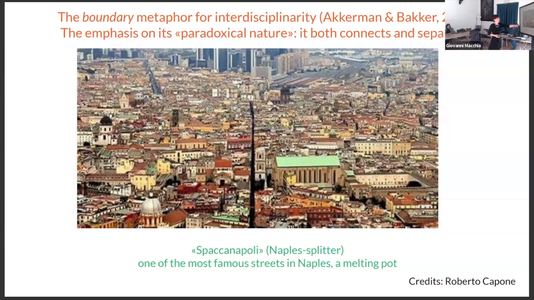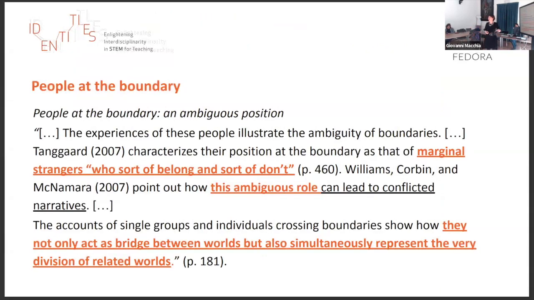Like we use this metaphor of Spaccanapoli, a street that creates a separation, but this is the place where life is, and it's a melting point where there are a lot of stories. So the conceptualization of interdisciplinary space has this double movement, interaction and separation. To inhabit this boundary zone also means to play a role as a researcher, as boundary people. That means to be at the same time in a field where you feel a sense of belonging, but also a sense of not belonging.